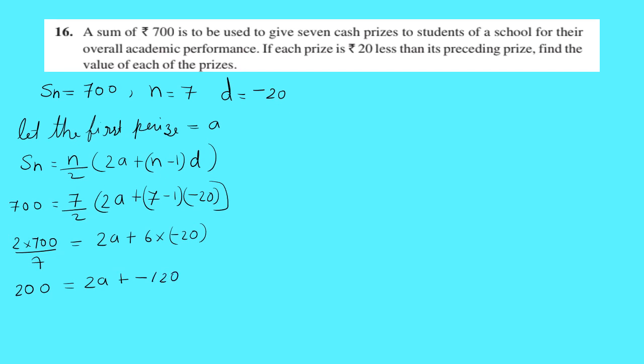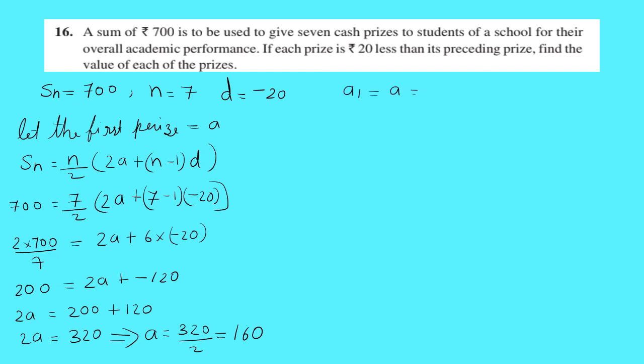That is, 2a equal to 200 plus 120. 2a equal to 320. From this you will get a equal to 320 upon 2, that is 160. So you are getting the first prize as 160. That means the first term of the AP, that is the first prize, a1, that is equal to a, equal to 160.